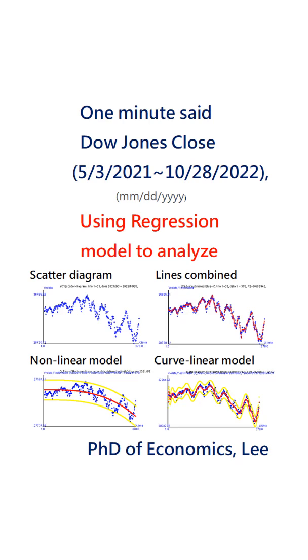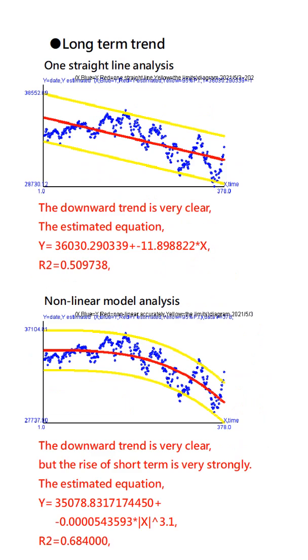One minute set Dow Jones close using regression model to analyze. There are scattered diagram lines combined nonlinear model curve linear model. One straight line analysis. The result is the downward trend is very clear. Blue is the closed value. Red is estimated value. Yellow is upper limit and lower limit of 95% predicted interval.